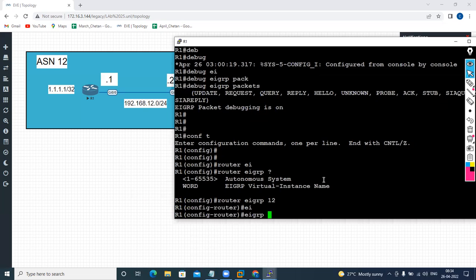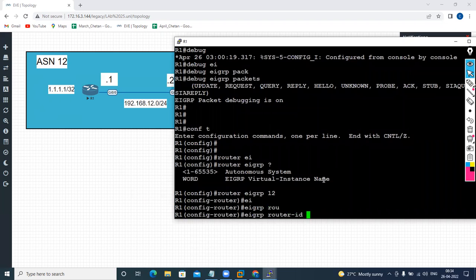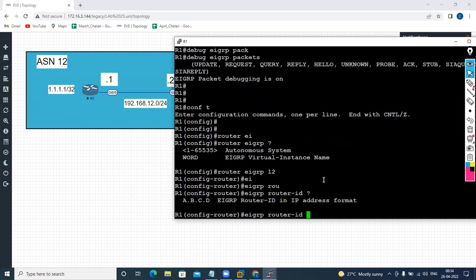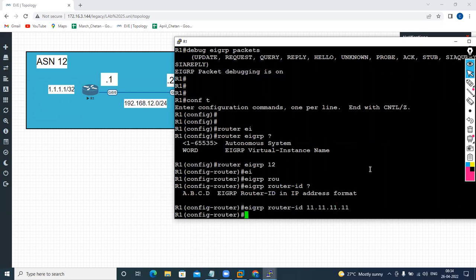So you can manually assign the router ID. How to do that? Using the command EIGRP router-id 1.1.1.1. Or you can use any other value as well. You can use 2.2.2.2 or you can use 11.11.11.11 as well. Clear? It's just to identify a router.